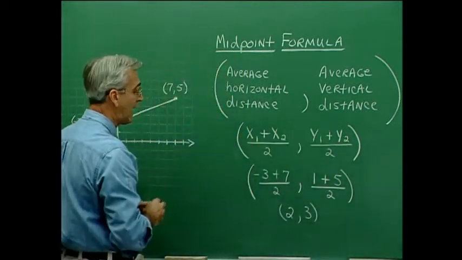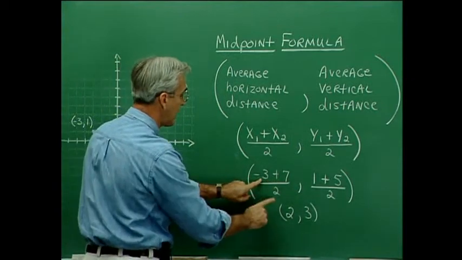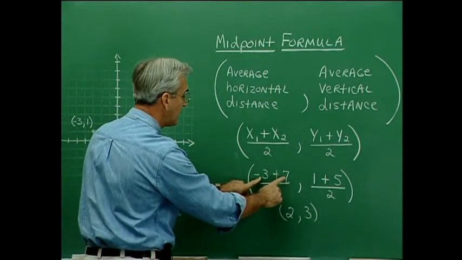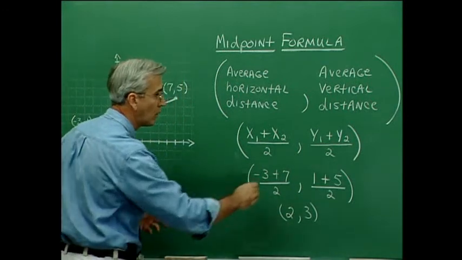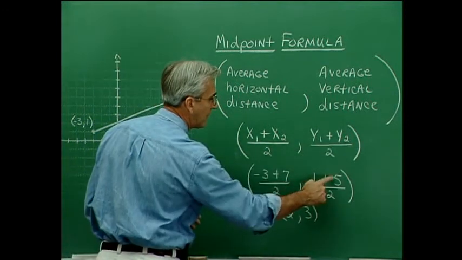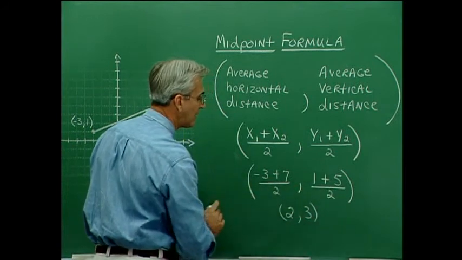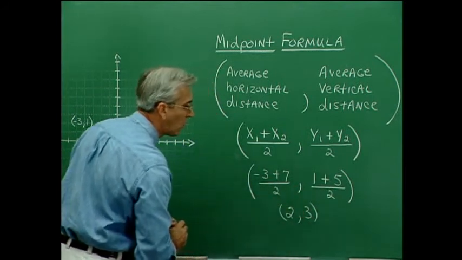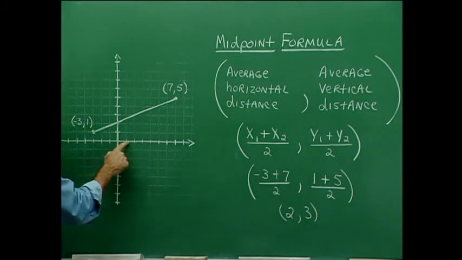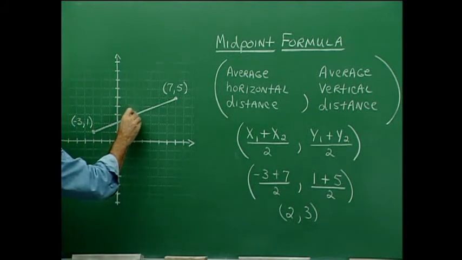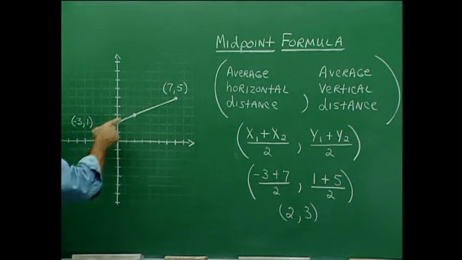For the points that we have here, the x components are -3 and 7. Adding those and dividing by 2, we get 2 for the x coordinate of the midpoint. The y components are 1 and 5. Adding those and dividing by 2, we get 3 for the y coordinate of the midpoint. The midpoint then has coordinates 2, 3. Let's see, 2 and up 3. Aha! Here's the midpoint of this segment.